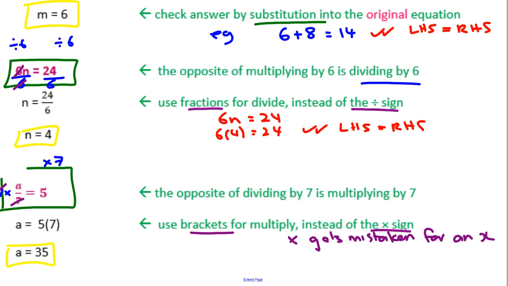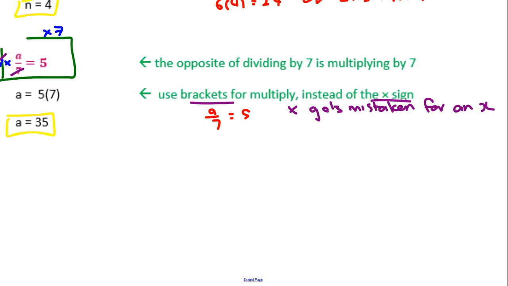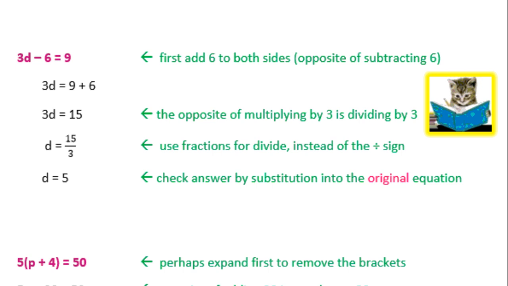Let's check our answer by substitution. So the equation was a over 7 equals 5. Let's try subbing it in. 35 divided by 7 equals 5. Yep, left-hand side equals the right-hand side. We've checked our work. Now let's move on to ones we have to think a bit more.